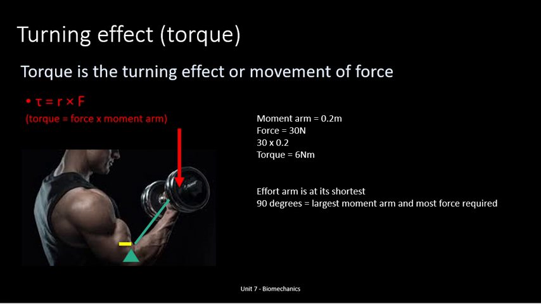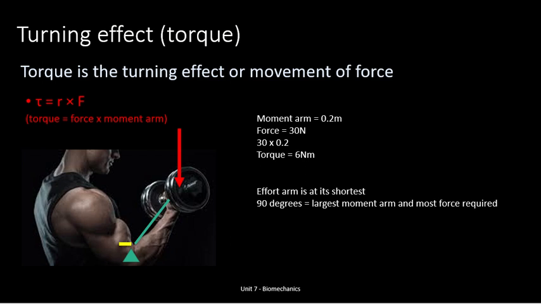In the example shown as the bicep curl, the load arm is the turquoise line and the effort arm is the yellow line. Which is the moment arm in this example, and it's 0.2 meters. And then the force acting down upon that, which is the weight, and the weight of the man's forearm is 30 newtons. Therefore, using the equation, the torque is 6 newton meters. And that's then the turning force which is needed to move the dumbbell.